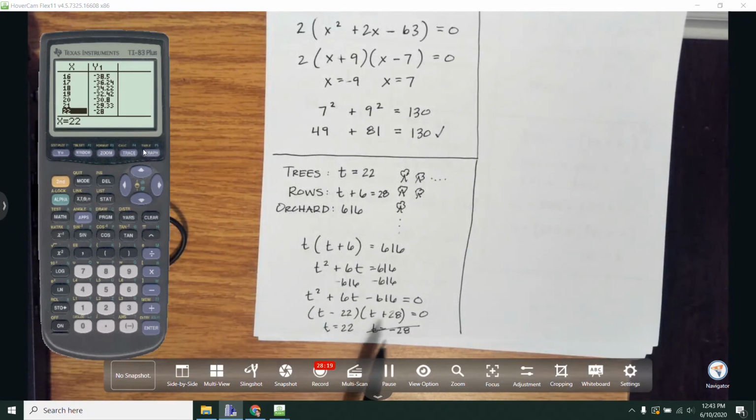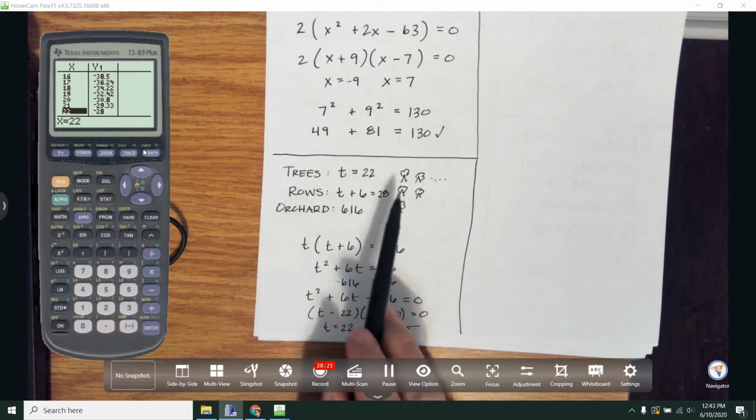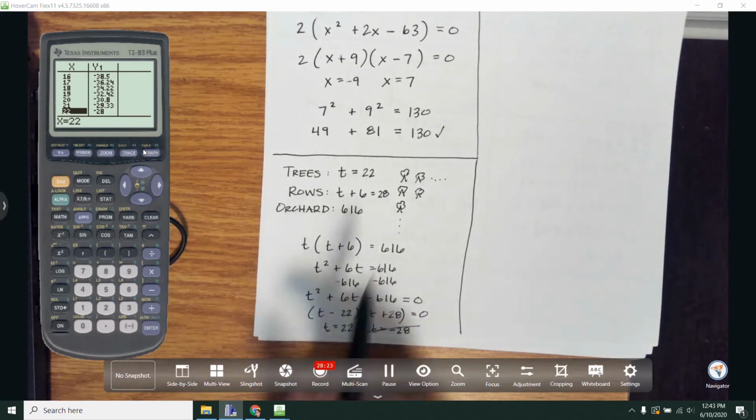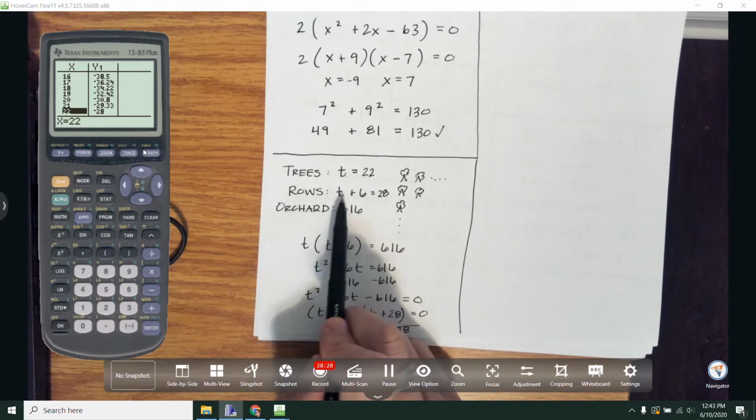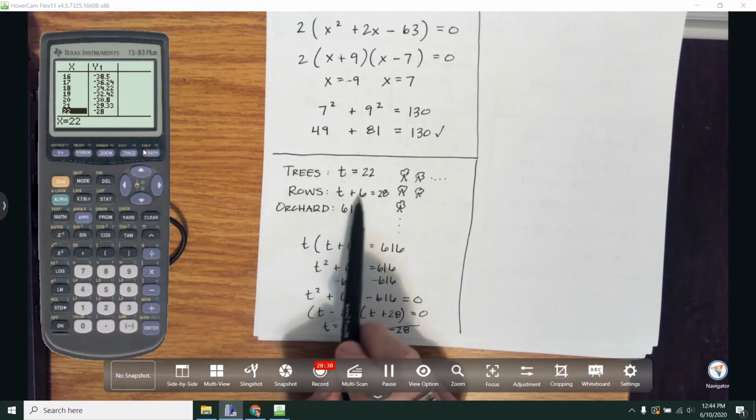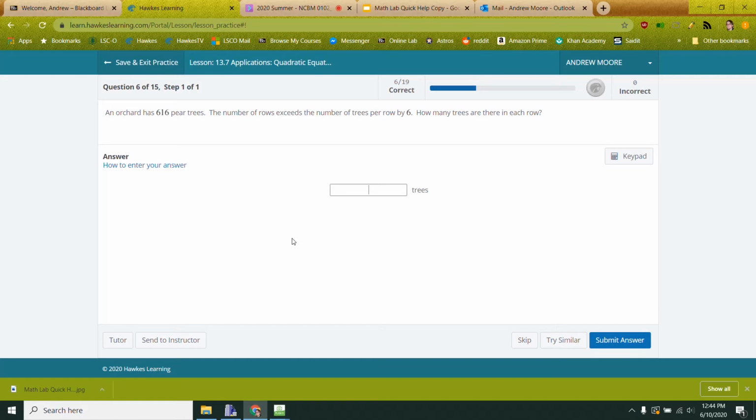That it's just because they gave you the negative one doesn't mean that that's always going to be what your positive is. You always have to plug in this number into your t, and then do whatever they said was being done to it. Sometimes it might ask you for the rows. Sometimes it might ask you for the trees. So when you're putting this thing in, you don't want to make that mistake and just assume that they're talking about trees. So just read how many trees are in each row, so that way you know what you're looking for. And our answer is 22.